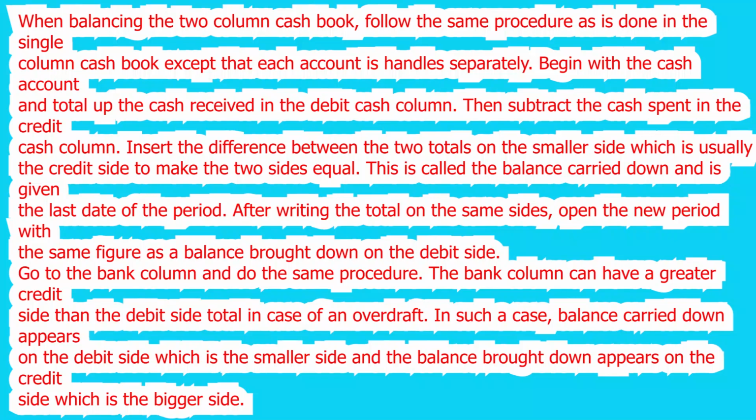After writing the total on the same sides, open the new period with the same figure as a balance brought down on the debit side. Then go to the bank column and do the same procedure. The bank column can have a greater credit side than the debit side total in case of an overdraft. In such a case, balance carried down appears on the debit side, which is the smaller side, and the balance brought down appears on the credit side, which is the bigger side.